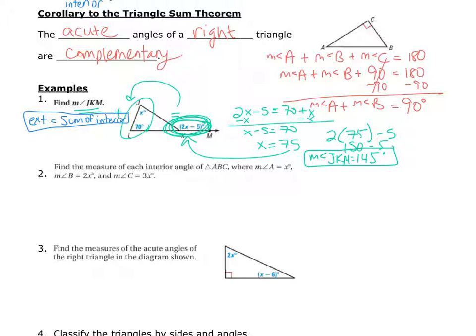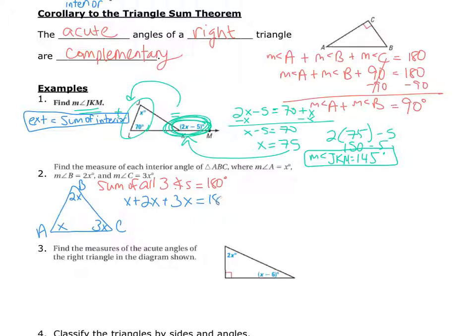Now for number 2, the measure of each interior angle of triangle ABC. So first we need to draw a picture. And it says the measure of angle A is x, 2x is our angle B, and 3x is angle C. Now we don't know anything else other than that, but we do see a triangle, and we know that the sum of all of our angles equals 180 degrees. This means that we can take our x plus 2x plus 3x to equal 180 degrees.